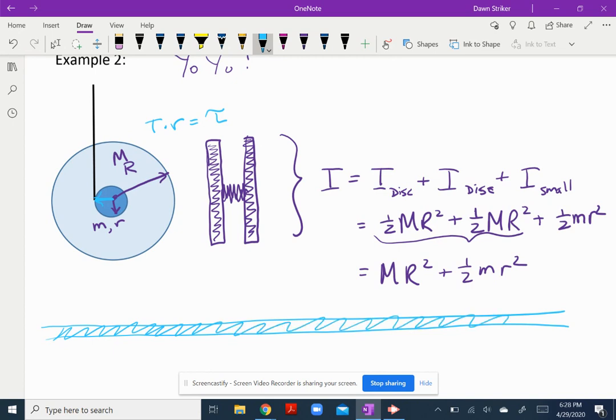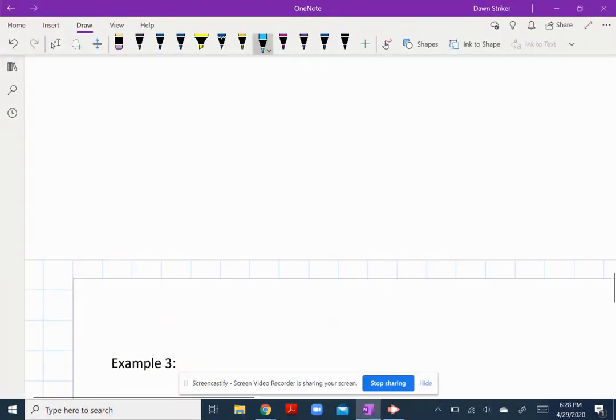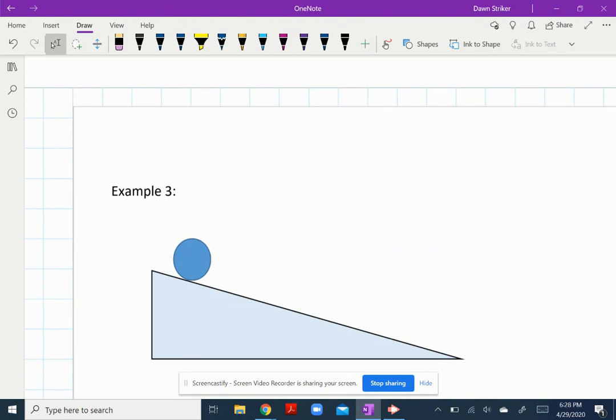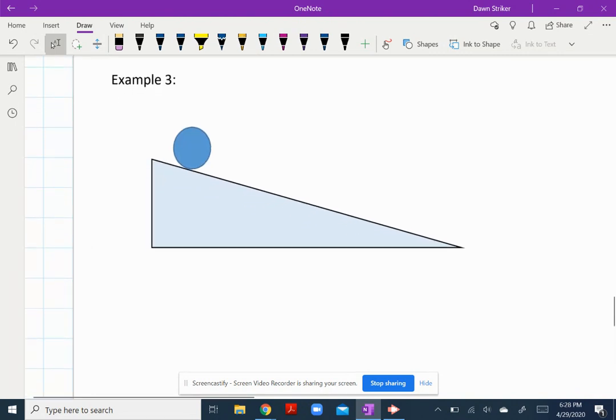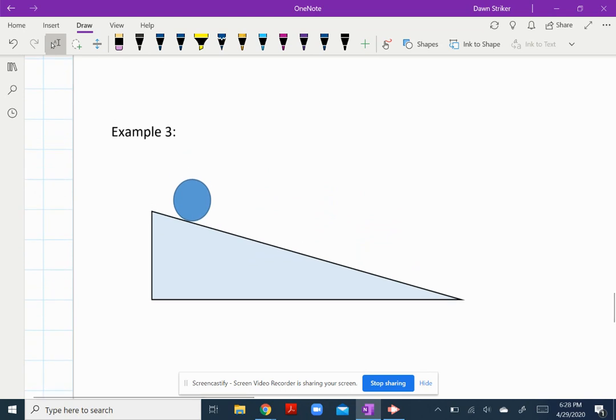All right, so on to the last problem. The last problem I have for you is a pretty common problem. What if we had a ball that was rolling down a ramp and we wanted to know the acceleration? What's the acceleration of this ball rolling down a ramp? So let's say it's a sphere, like a softball. So it's going to have 2/5 m r squared. Here's the r, it has a mass of m.